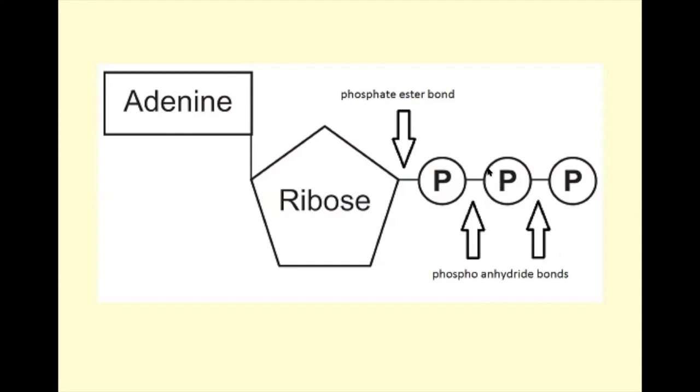Organic phosphate, we've got a ribose sugar, and we've got a nitrogenous adenine base, folks. And so that's what ATP is made of.